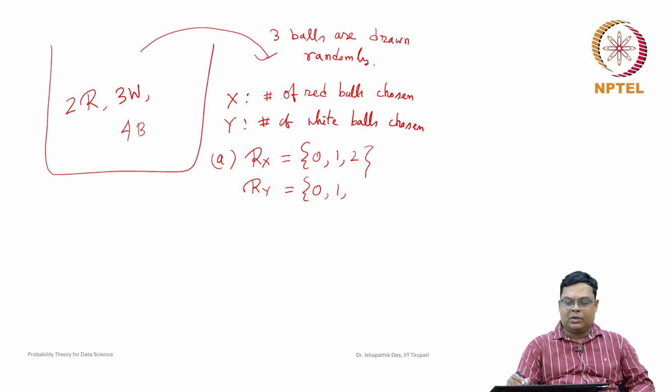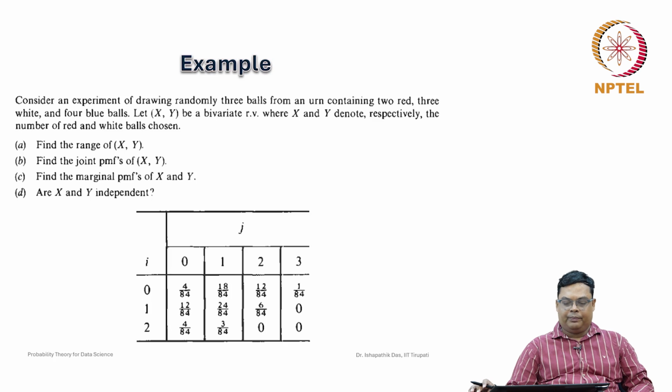1 white ball can be possible, 2 white balls may also be possible, and 3 white balls may be possible. Now, find the range of (x, y). I just found the range of x and y. Let us find the range of (x, y).